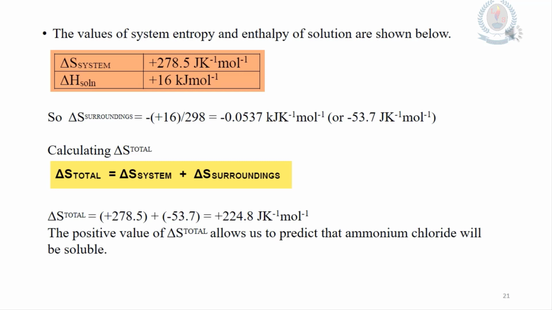Then you can find out delta S total. You know delta S system and you already calculated delta S surrounding. By adding delta S system and delta S surrounding, you can get the answer delta S total. Here the delta S total value is plus 224.8 joules per Kelvin per mole. Then we can predict ammonium chloride will be soluble, or the reaction is feasible.